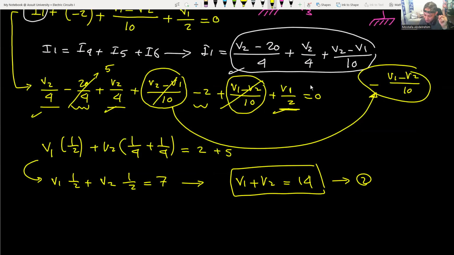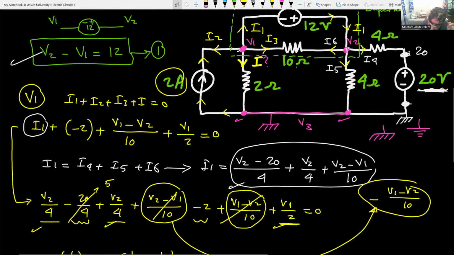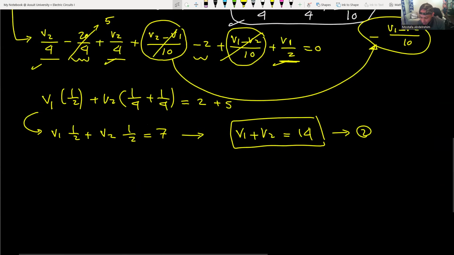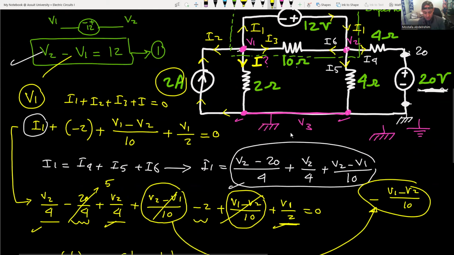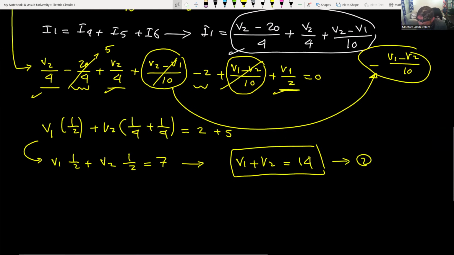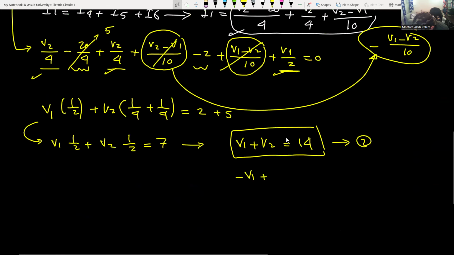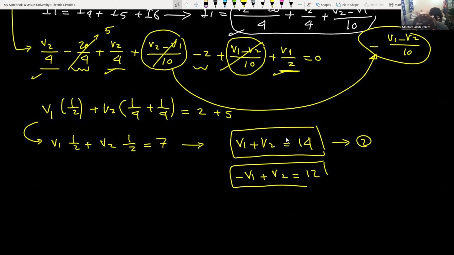And remember, we have another equation, V2 minus V1 equal to 12, correct? Of course, here the order matters. So V2 minus V1, make it minus V1 plus V2, so minus V1 plus V2 equal to 12. This is equation 1.